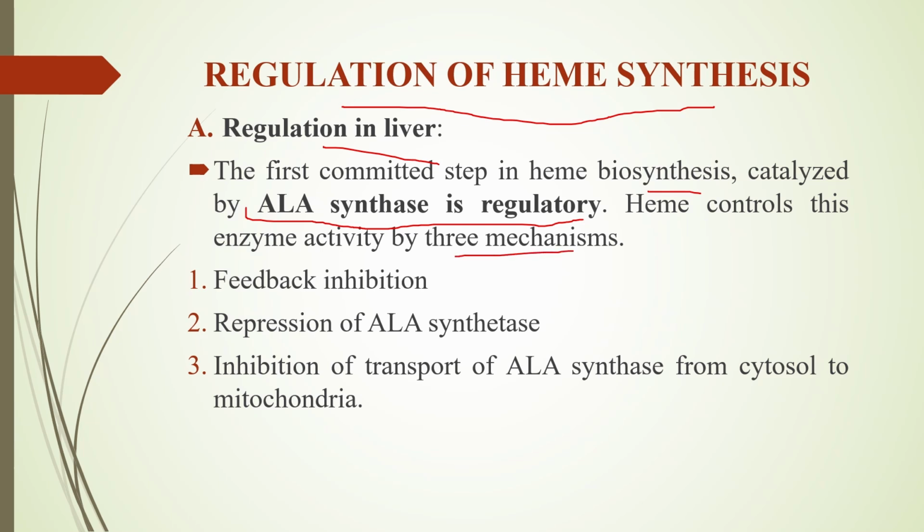First one is the feedback inhibition. Feedback inhibition means that whenever there is an increase in the heme molecules, this will directly inhibit the ALA synthetase enzyme. The next is the repression of the ALA synthetase. Repression means that its formation will be suppressed.